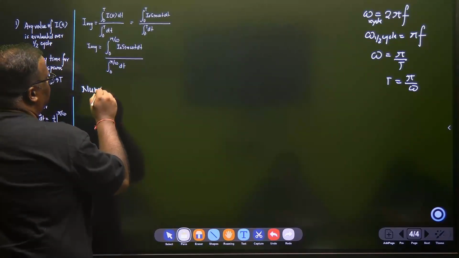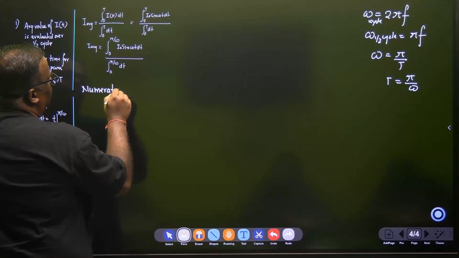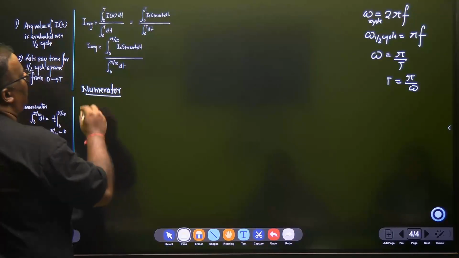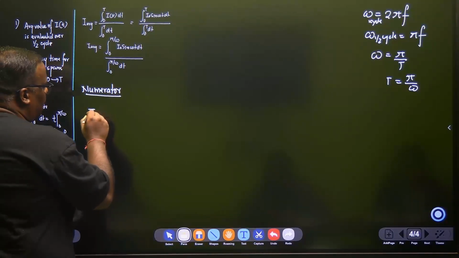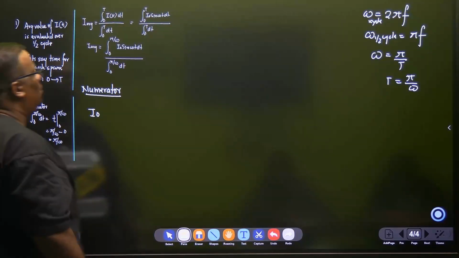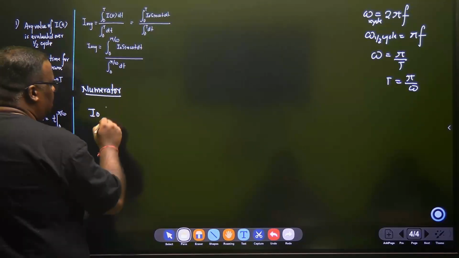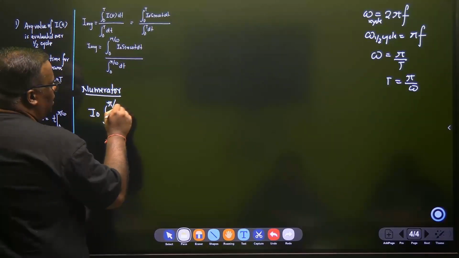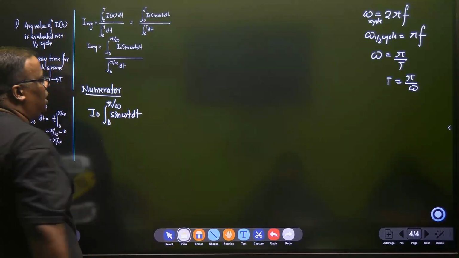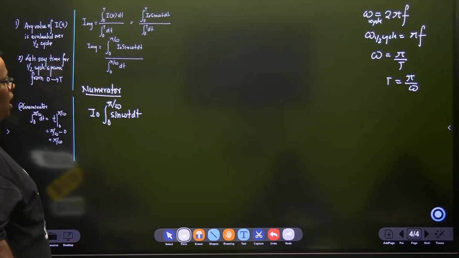Numerator. What is my numerator? Can I take the I naught outside, because I am handling I naught, a constant, the peak value or maximum value, whatever we call it? The integral from 0 to pi by omega of sine omega t dt. Now this is for our friend Arjun.